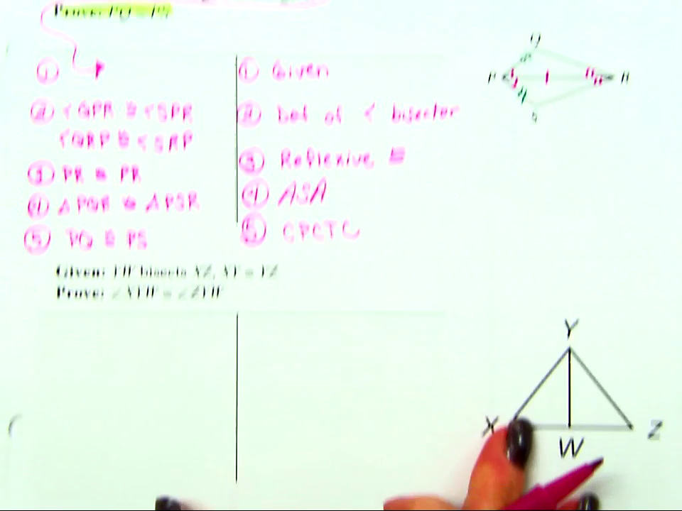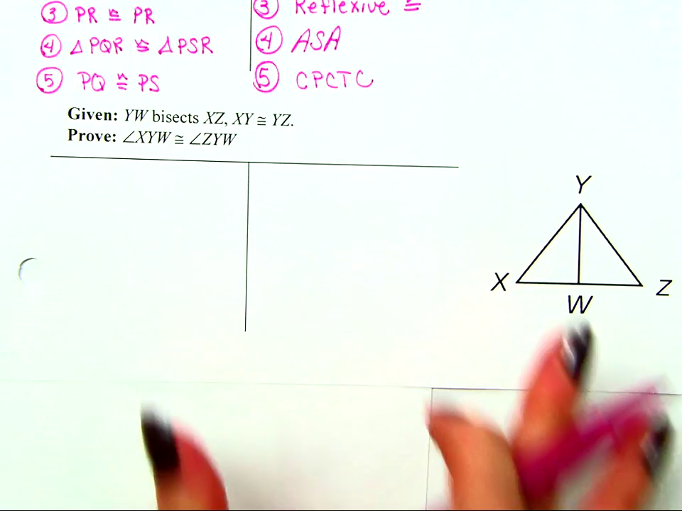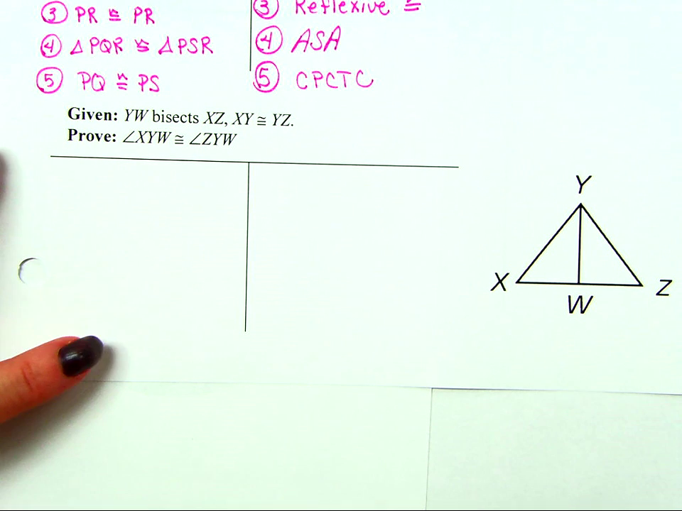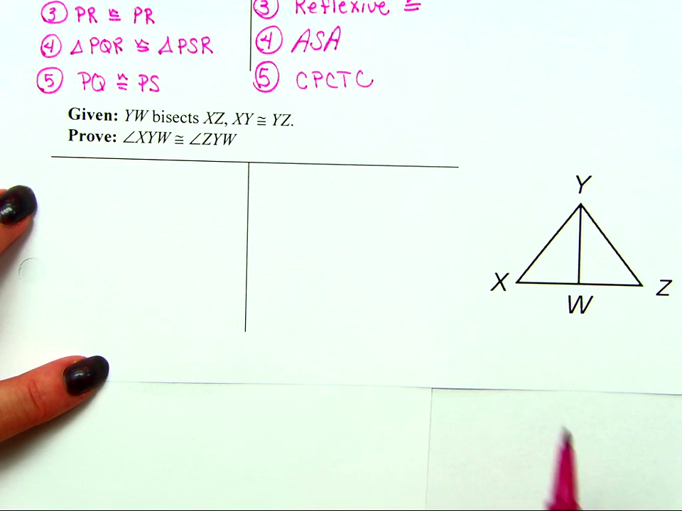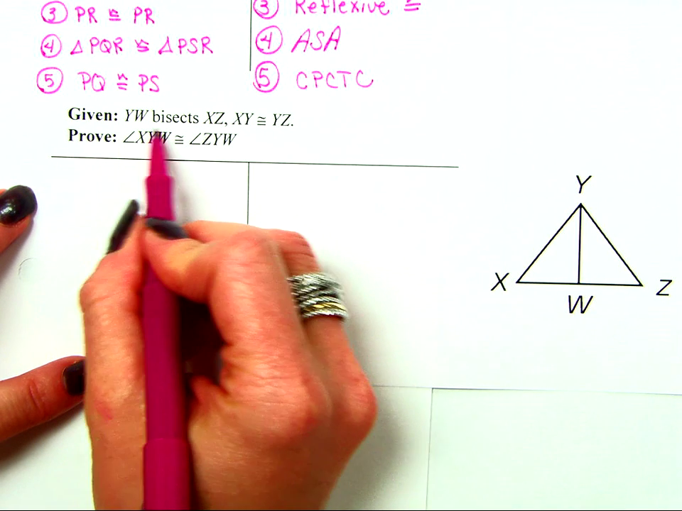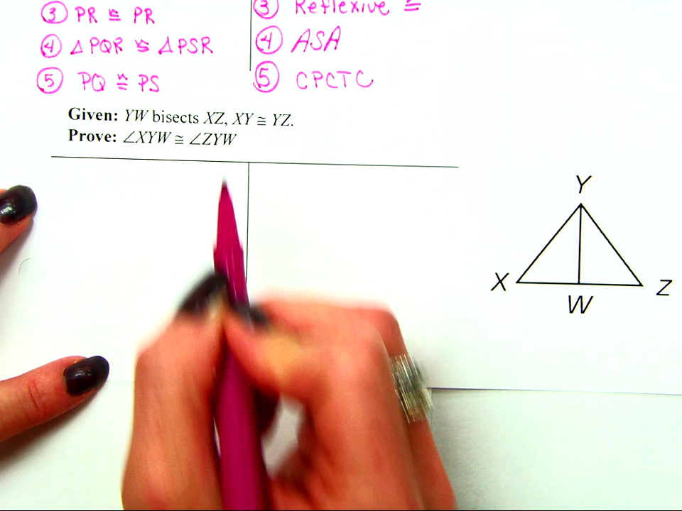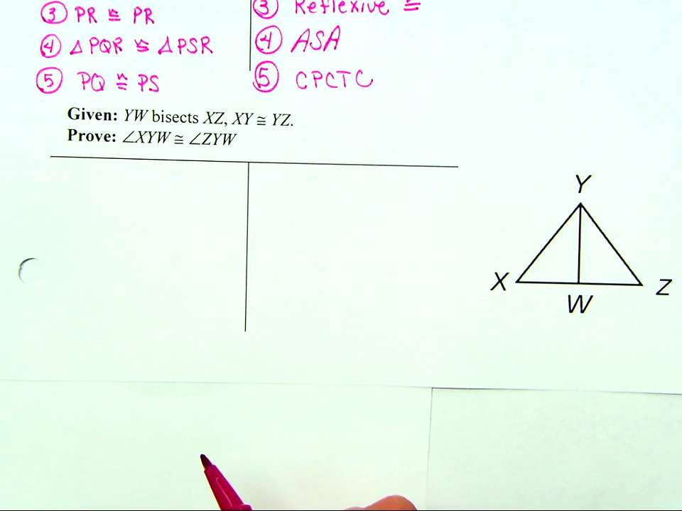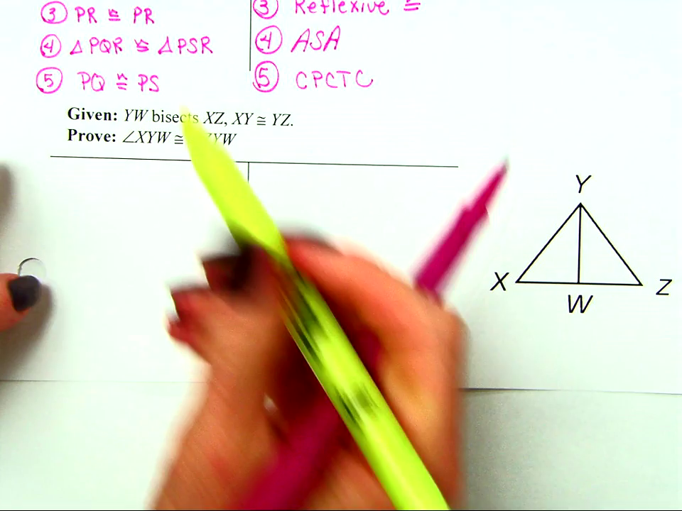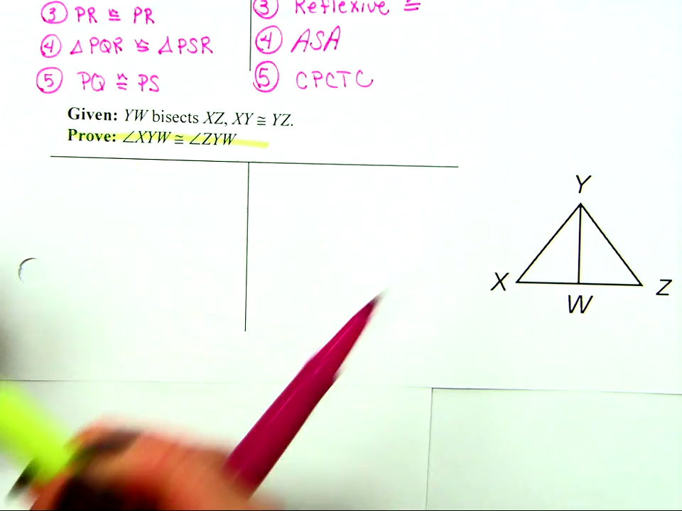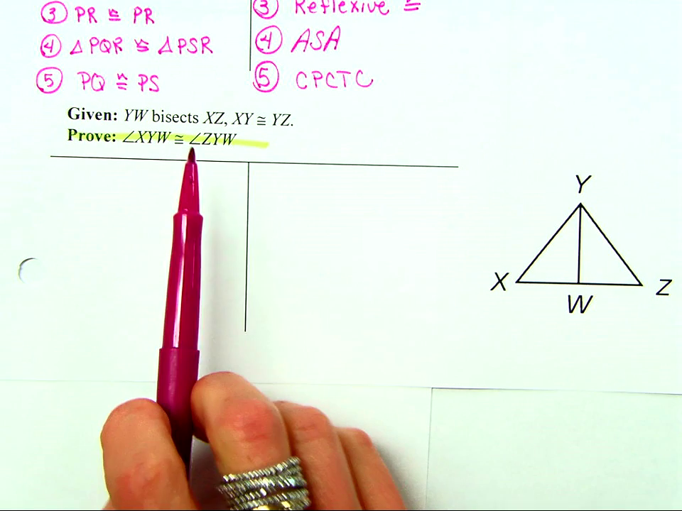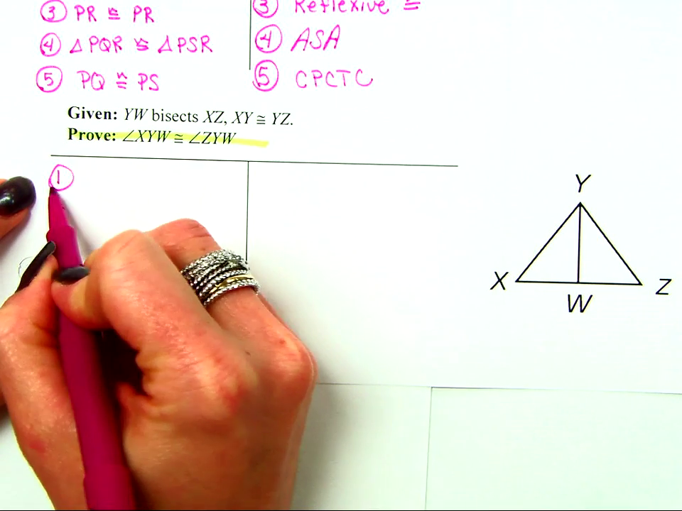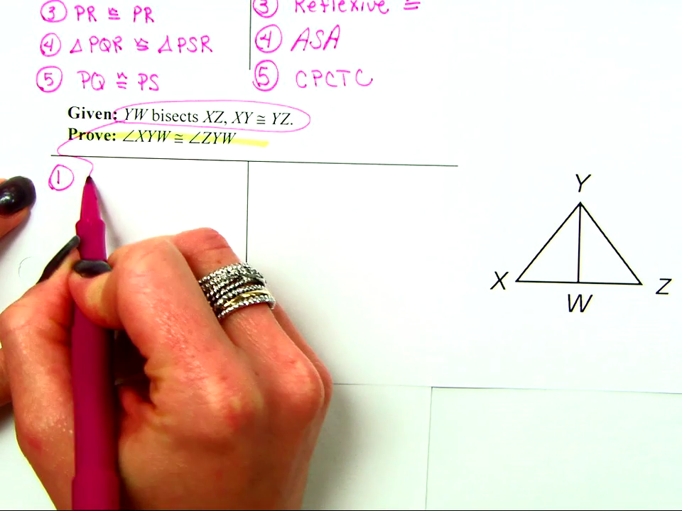Let's look at another. Proof number 2, I can see we have WY bisecting XZ, and XY is congruent to XZ. This time, you'll notice what I'm trying to prove. I'm trying to prove that angle XYW is congruent to angle ZYW. We know that we're going to start with our givens, and so we're just going to go ahead and take this down here.